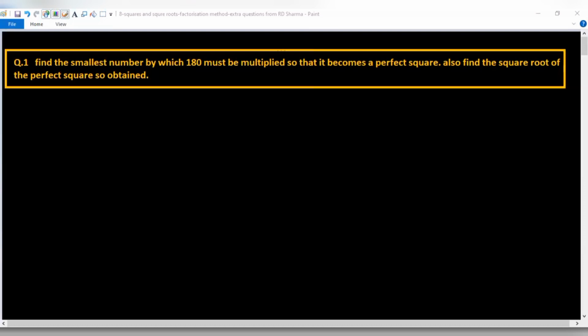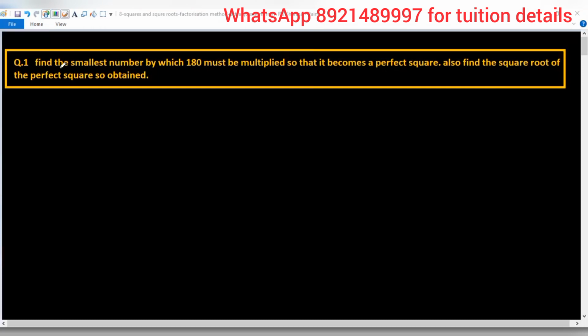In this video, we are going to learn something about squares and square roots, and especially about the factorization method. These questions are from R.D. Sharma book. Okay, this is our first question.